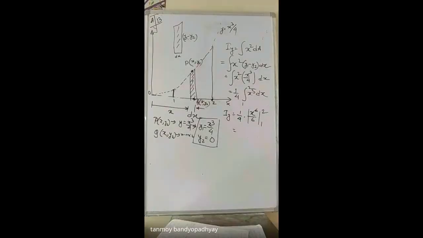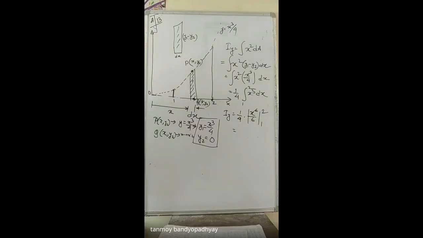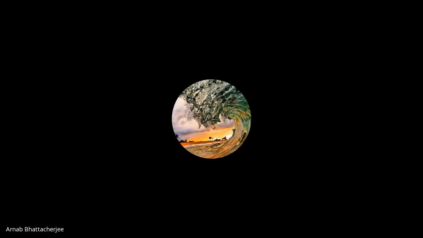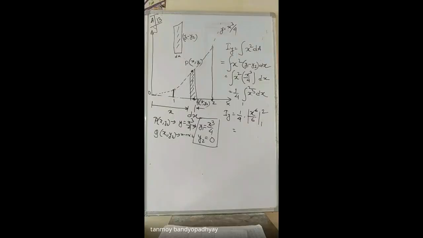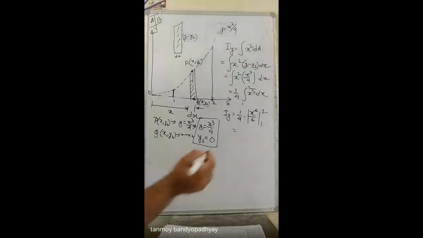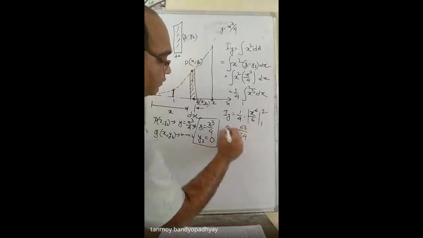Sir, Iy is 2.67. Sir, I have got 63 by 24. So it should be around 2 point something. Yes, sir. So whatever value you have got, that is 63 divided by 24, Iy.